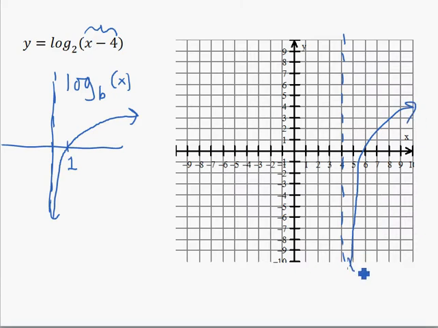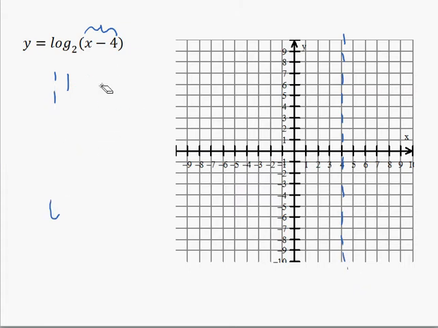But just to be a little bit neater, I'm going to find some points and plot those. I'm going to choose some x values and get some y values. Since this is a log base 2, I want to make the inside nice powers of 2. The easiest one is to make it 1.